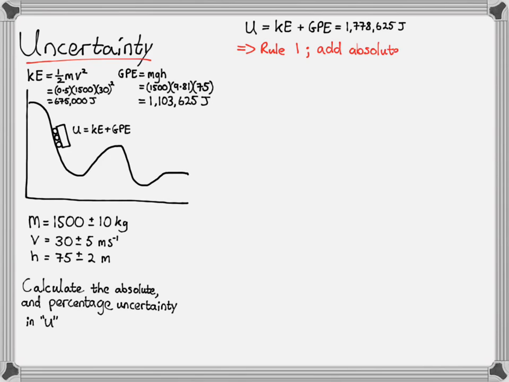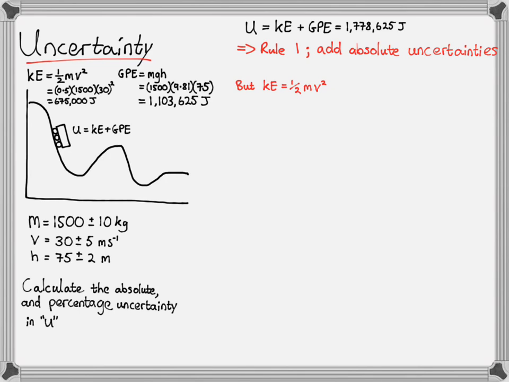And that's a function involving addition. So I'm going to use Rule 1 for uncertainties. Rule 1 is to do with functions using addition or subtraction. And it says that to find the absolute uncertainty in U, I have to add the absolute uncertainty in the kinetic energy and the absolute uncertainty in the gravitational potential energy.